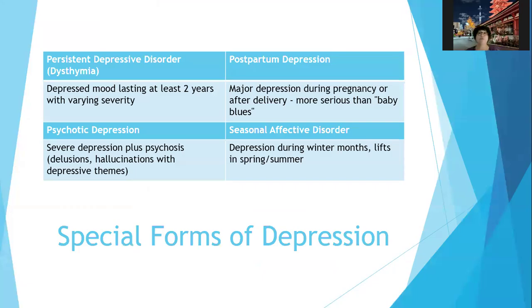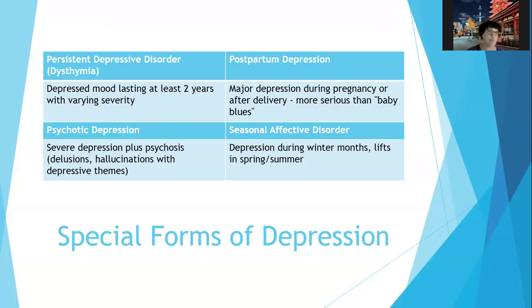There are special forms of depression that are associated with different things. Persistent depressive disorder is also known as dysthymia, and it's a depressed mood that lasts at least 2 years with varying severity, which, that's a long time. But postpartum depression is a major depression either during pregnancy or after delivery. It's more serious than just the baby blues, people will say. And it can be seriously debilitating for people.